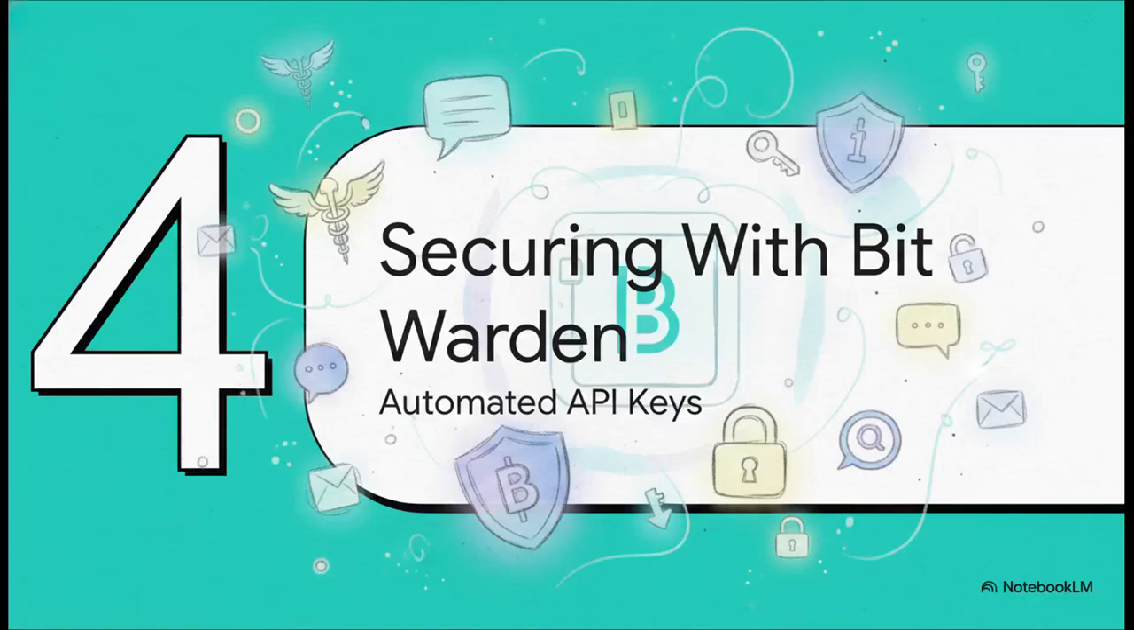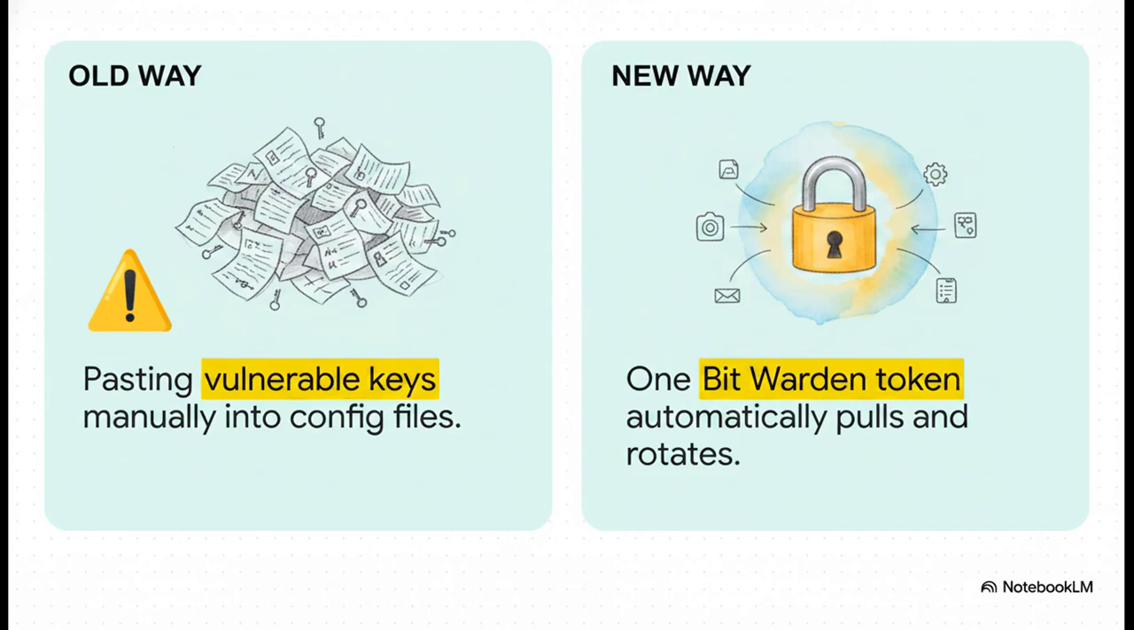All right, Section 4, Securing Everything with Bitwarden. As you start playing around and connecting different models, you are going to rack up a ton of API keys. Hermes completely solves the headache and the security risk of hard coding all of these. We all know the old way, right? Pasting vulnerable plain text API keys into random config files and then pulling your hair out trying to find them when you need to update one.